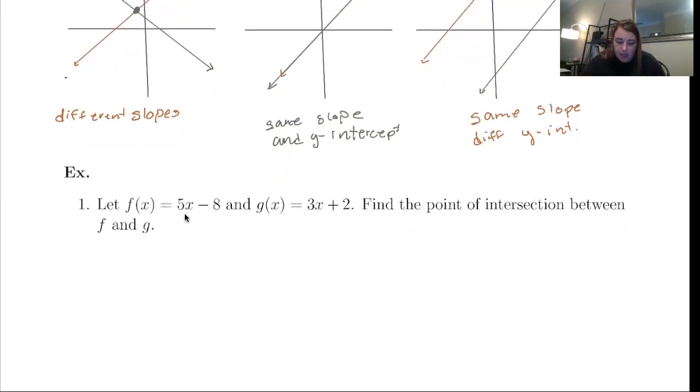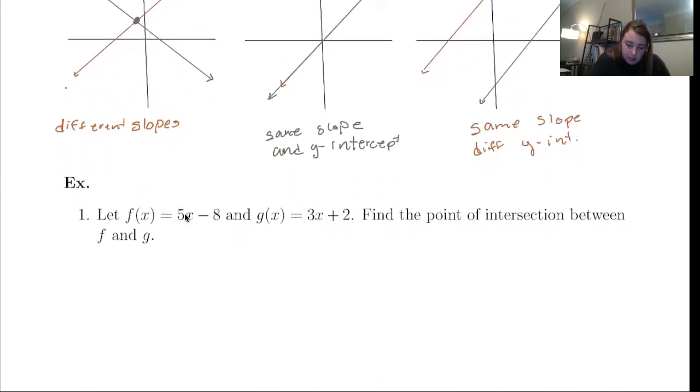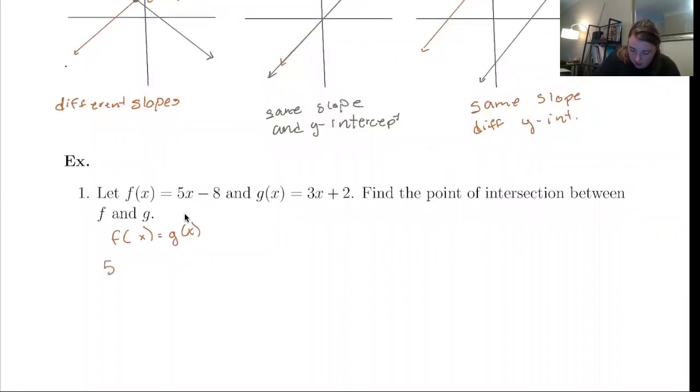If they're going to intersect, there's going to be that point x, y. And they're both going to have that point. So they're going to have the same y value and x value. Or similarly, I'm going to have f of x equals g of x and then go on from there. So 5x minus 8 equaling 3x plus 2. So I'll get 2x equal to 10. So x equals 5. But I want to find the point of intersection between f and g. So far, I just have x. So what should I do next?